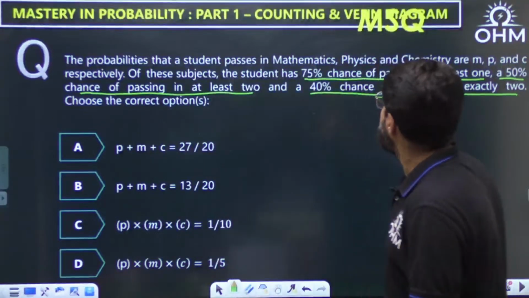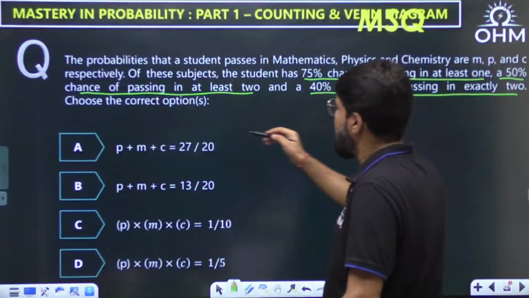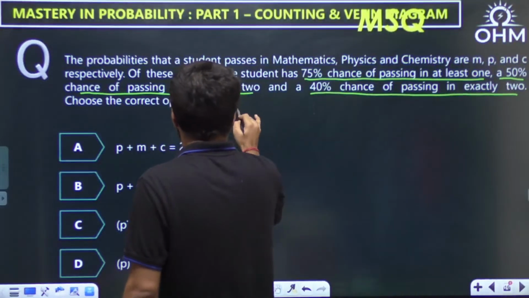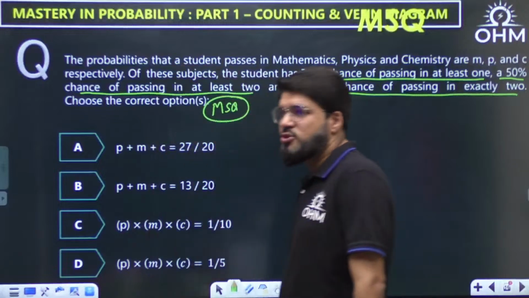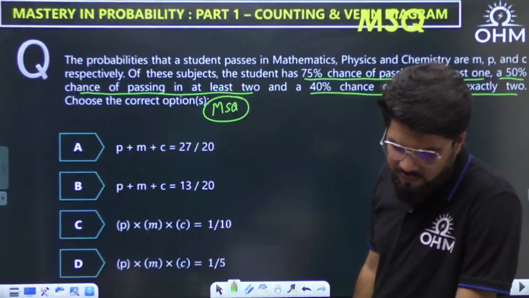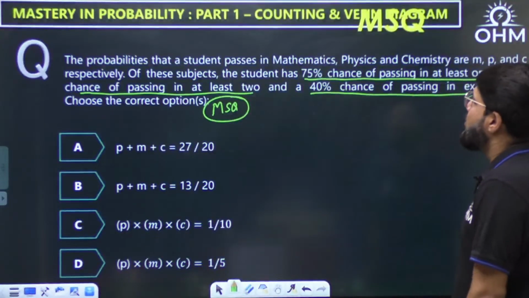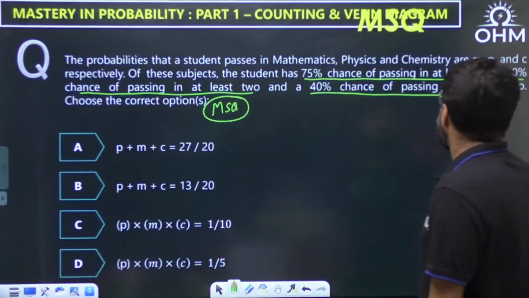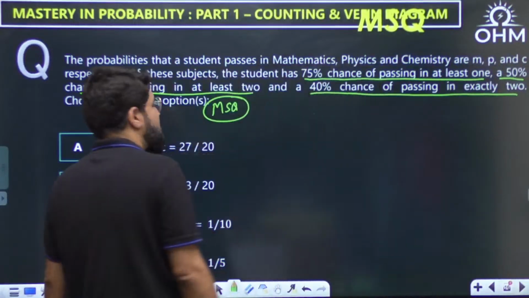This is an MSQ question, so one or more than one choice can be correct here. So, 40% chance of passing in exactly 2. Chalo, let's start solving now.